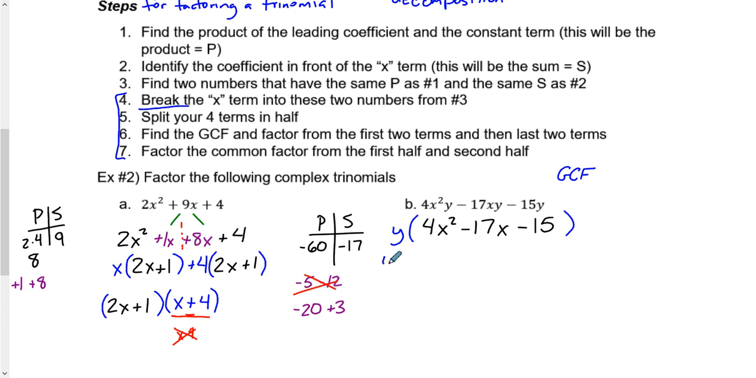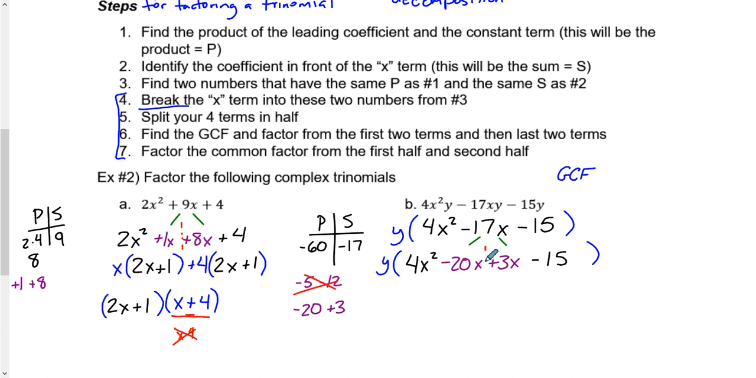So I'm not forgetting about my y. Just going to leave it out in front. I'm going to break my x term into a negative 20x and a positive 3x. It doesn't matter which way you write it. We could write the 3 first and then the negative 20 after. They will all work out. As long as you follow your steps, follow what I've been saying correctly, you'll be fine.